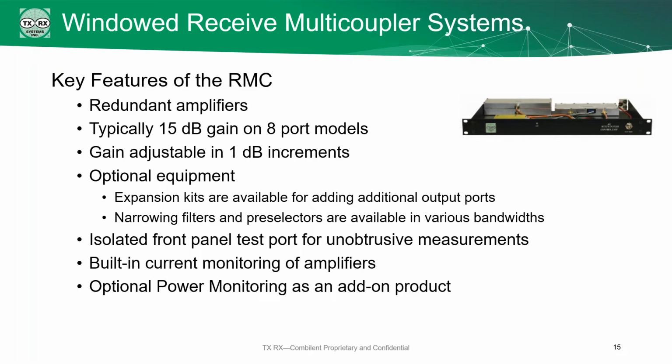We also have expansion kits for adding additional ports. We've got narrowing filters and pre-selectors that are available in whatever bandwidths you need. We've got an isolated front panel test port for unobtrusive measurements. That's that sampler that we mentioned earlier. It's got built-in current monitoring of the amplifier to make sure the amplifier is functioning properly. You can also add on power monitoring as an additional product. That'll be discussed in a separate presentation.